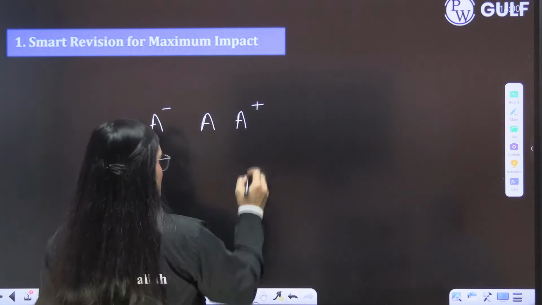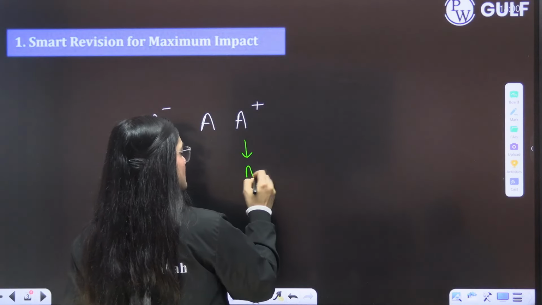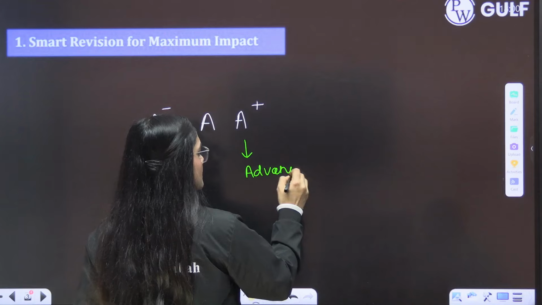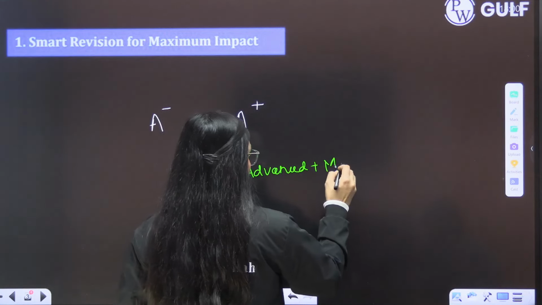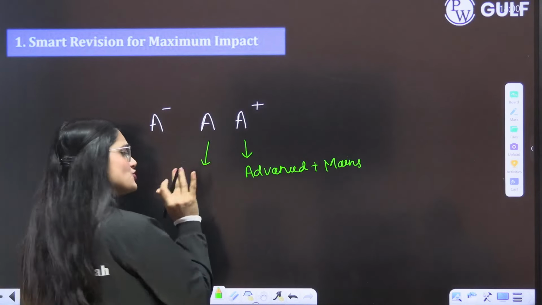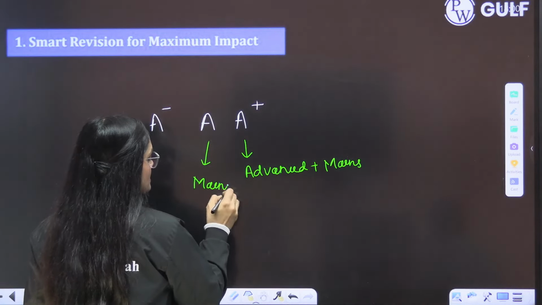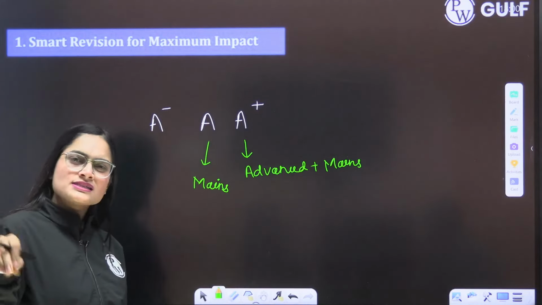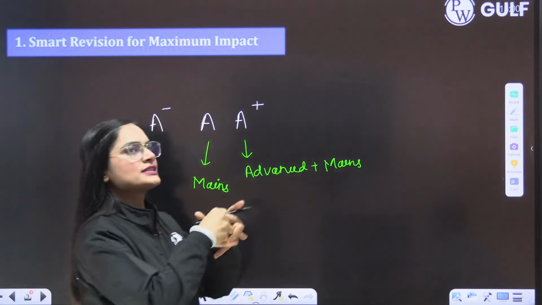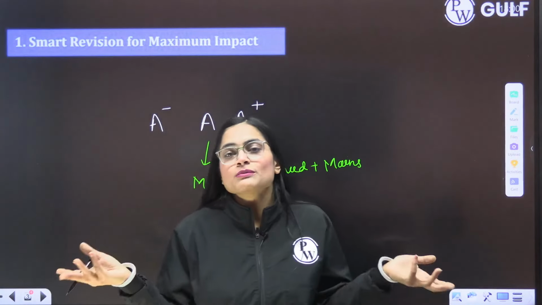So in A positive type of chapters, you are able to solve advanced plus mains level of questions. And A type of chapters are the chapters in which you are confident and you are able to solve mains level of questions. But if I talk about A minus, these are the type of chapters in which you are not very much confident and you are not able to solve questions.